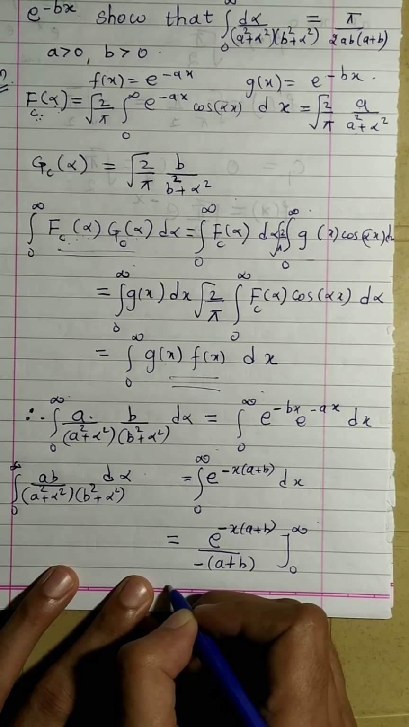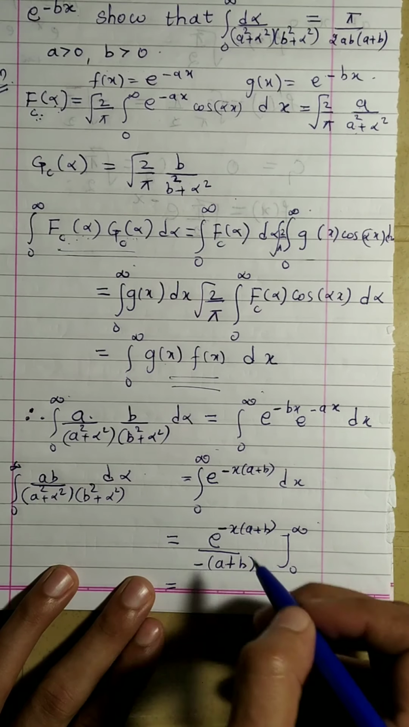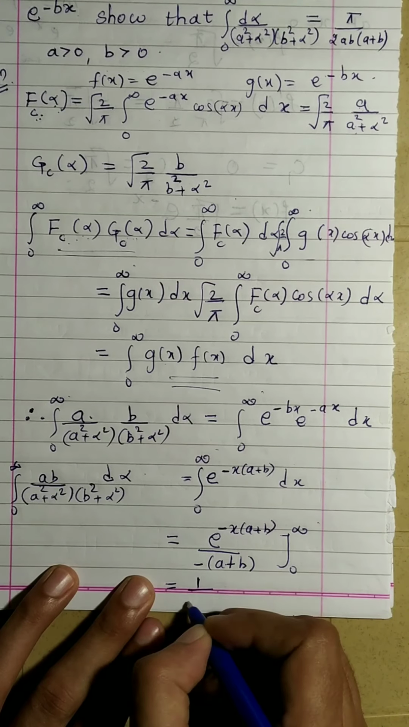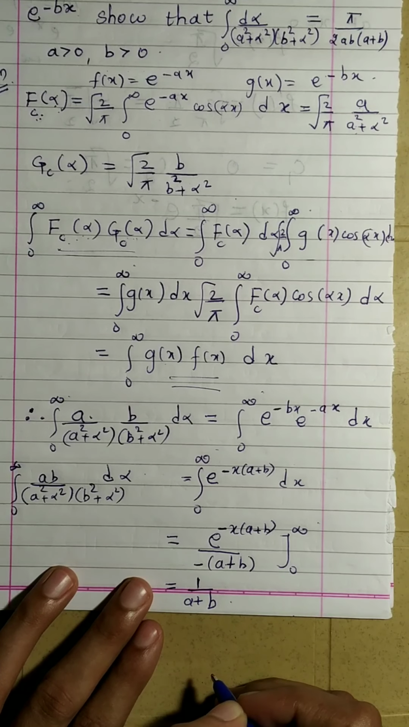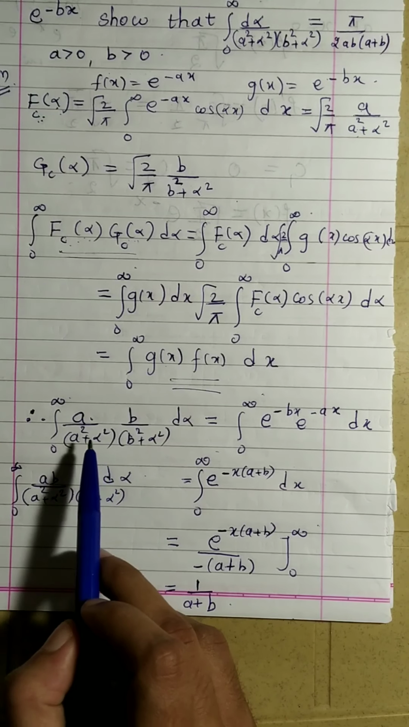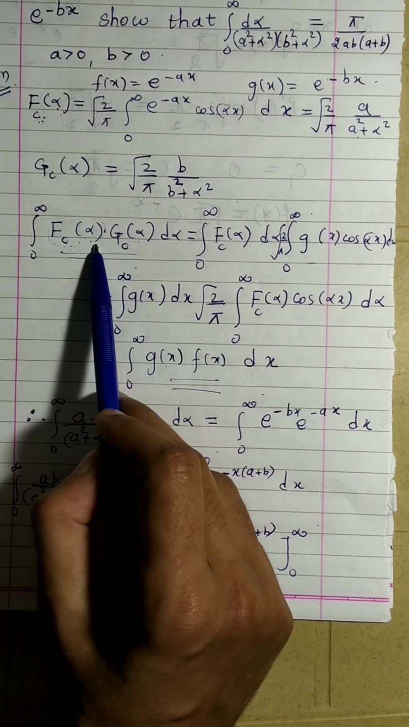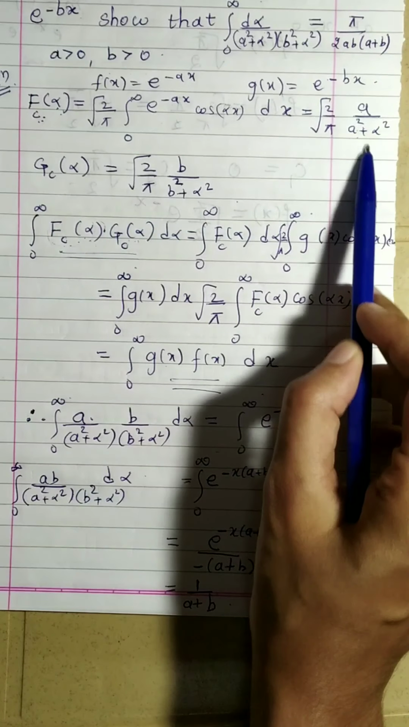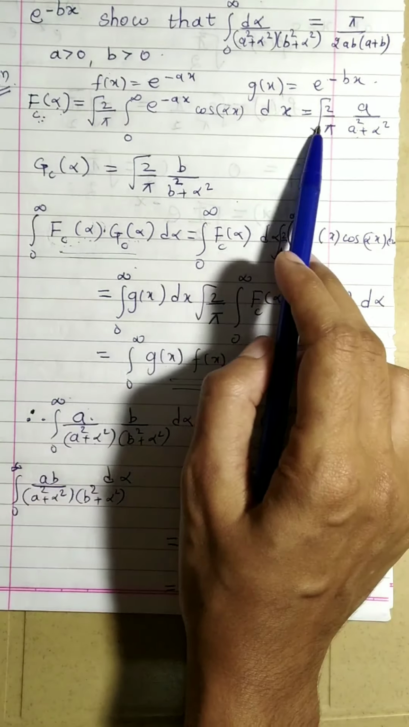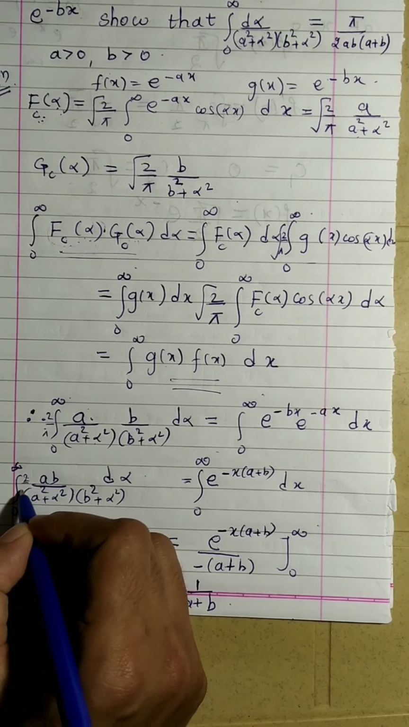from 0 to infinity. At infinity it will go to 0 because this will come in the denominator, and at 0 it is 1, so minus of minus will become plus 1 upon a plus b. I think I have missed out the constant term here. I have substituted for this quantity, so it should be root of 2 by pi into this. I have written just the variable terms, so this into this, we will get 2 upon pi here. Okay, so this will be 2 upon pi.